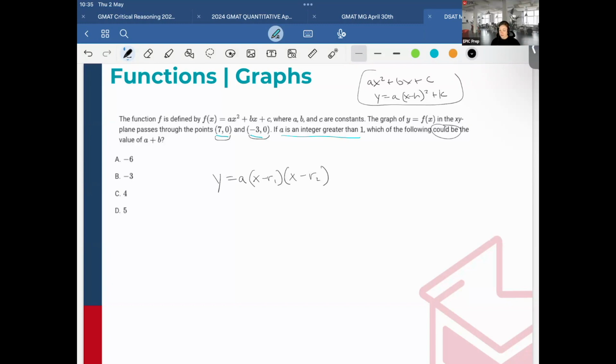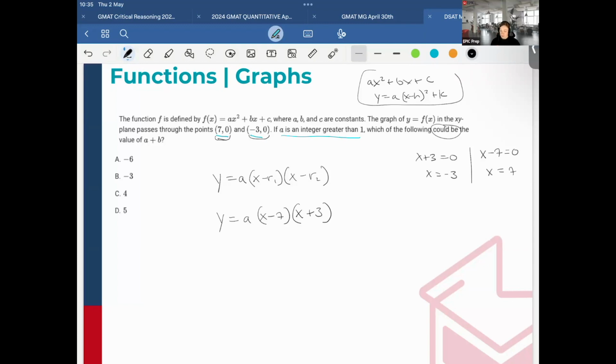Okay, so since here it passes through the point +7, that means that it would be +7 inside. Sorry, -7 inside. And here it would be +3. Why is that? Because x plus 3 equals 0. So that gives me one of the x-intercepts, which we see here. And likewise, x minus 7 equals 0. That will give me x equals 7. So looks just like that.